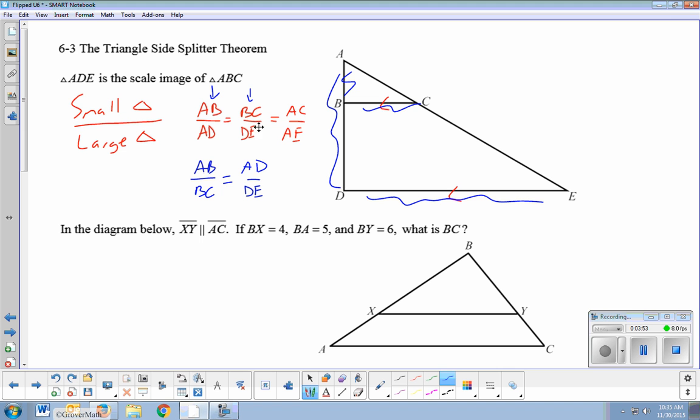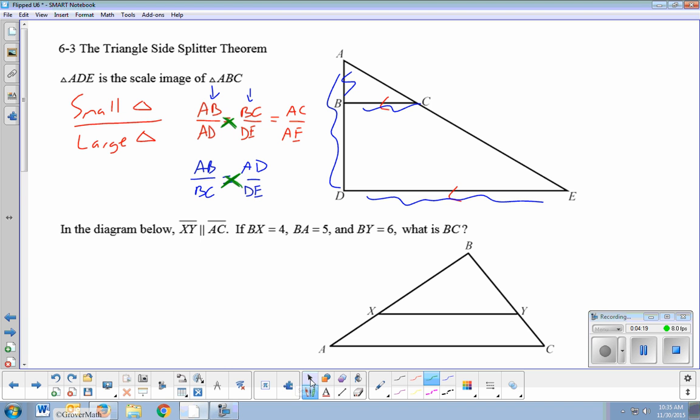And you see that it's actually the same thing when you look at it in terms of cross multiplication. If I cross multiplied here, I have AD times BC. Well, it's the same thing here, AD times BC. And AB times DE, it's AB times DE. So you could either do your proportions as a side of one triangle over the corresponding side of the other, or 2 sides of one triangle is equivalent to the corresponding 2 sides of another triangle.